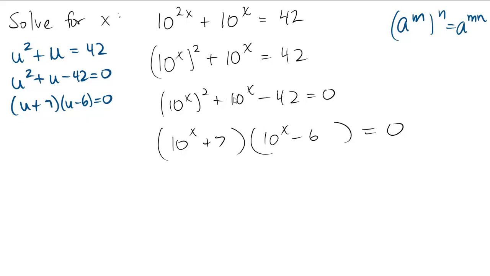10 to the x times 10 to the x is 10 to the x squared, or 10 to the 2x if you add the exponents. On the outside we get negative 6 times 10 to the x. On the inside we get positive 7 times 10 to the x. So adding those together we get 1 times 10 to the x. And 7 times negative 6 is negative 42. Now we set each of those factors equal to 0.